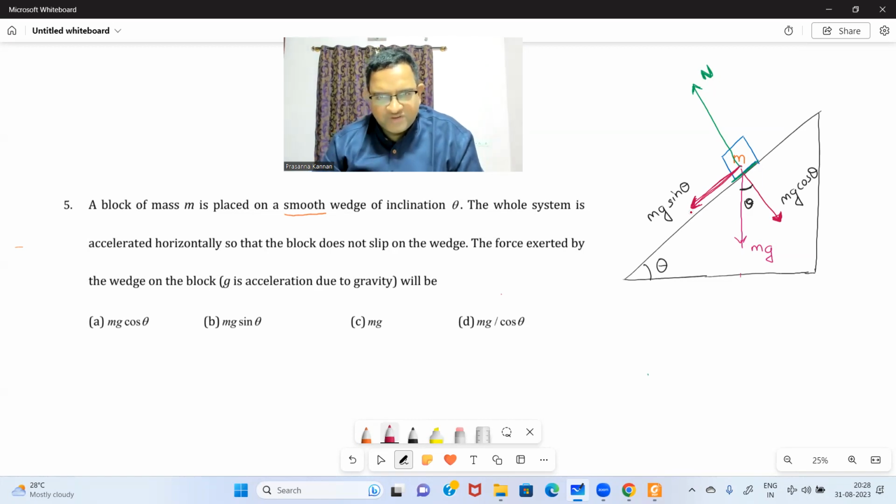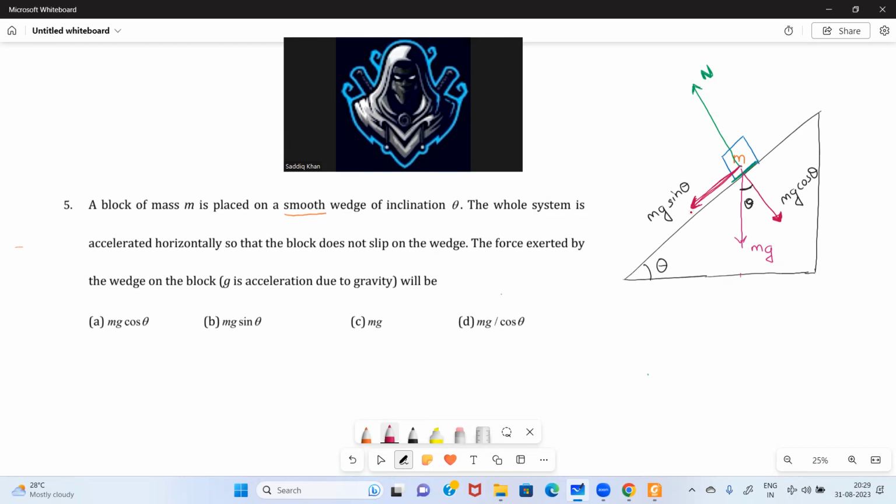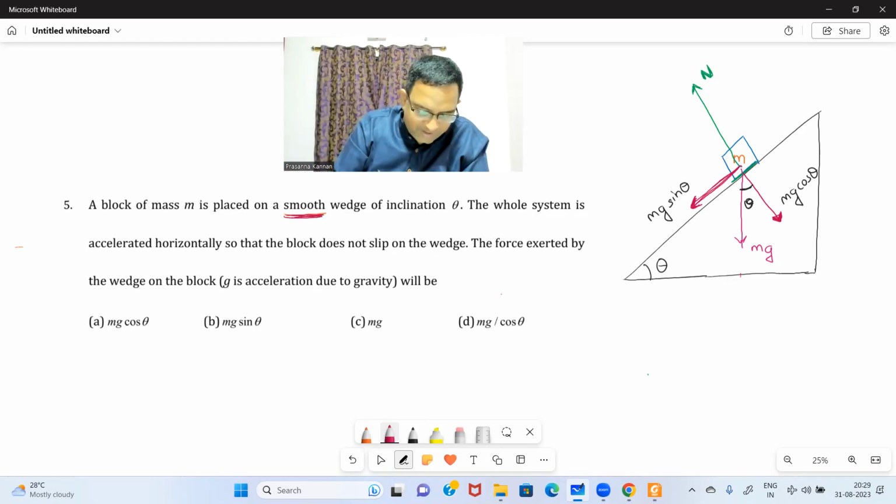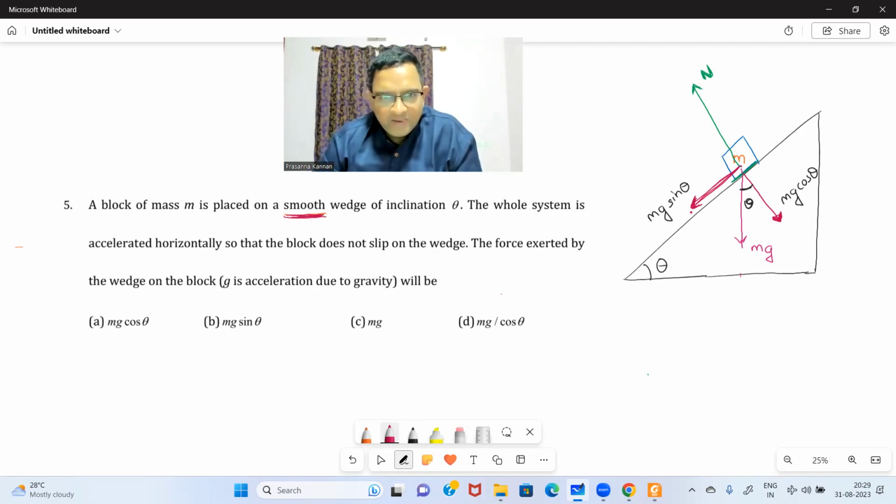Okay. Normally, if we simply place this block, what will happen to this block? Tell me. If I place the block on the wedge and leave it as it is, what will happen? Slide down. It will slide down, no doubt about it, because there is no friction. If friction is there, then it will oppose it, correct? Good, Sadiq. So it will slide down, correct?